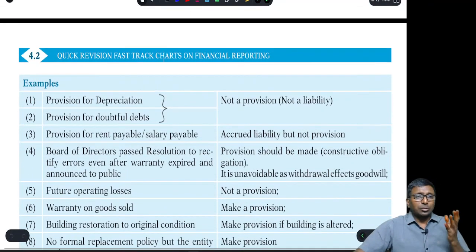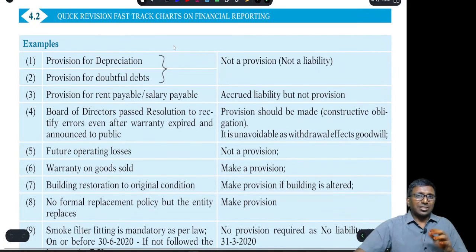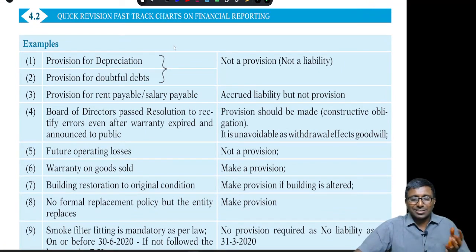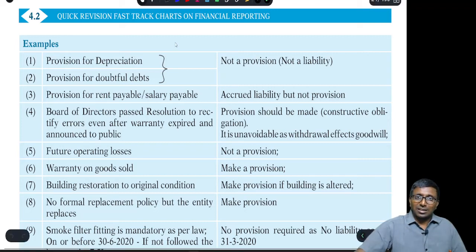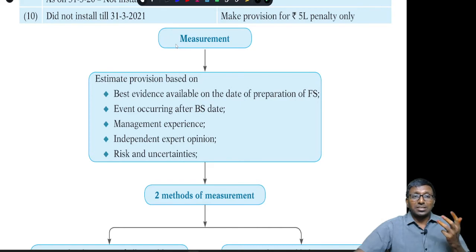Next, when you see provision for depreciation, no, it is not a provision because there is no liability. Provision for bad and doubtful debts, that is also not a provision. You should use correct word, allowance for doubtful debts. Rent payable, these things, there is no uncertainty, and great extent of uncertainty does not exist. That's why these are supposed to be called as outstanding or other current liabilities, but you should not use the word provision, right?